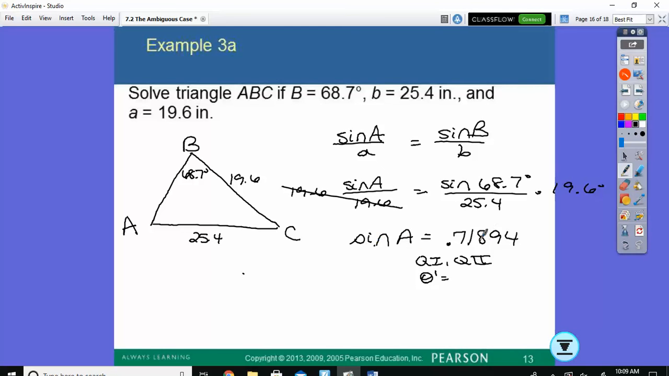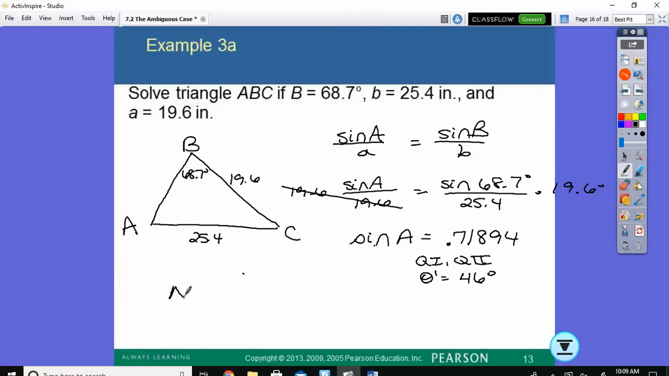If you want to move the sine to the other side, you do the inverse, just like I have written up on the board from a previous example. So A equals the sine inverse. So you hit second sine, 0.71894. And we get, let's see, all these are rounded to the nearest tenth. So that would give us 46.0 degrees, so just 46 degrees.